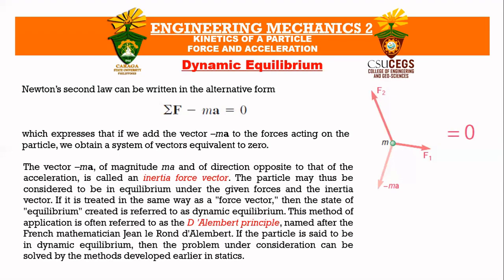And the vector negative ma, of magnitude ma and of direction opposite to that of the acceleration, is called an inertia force vector. So the particle may thus be considered to be in equilibrium under the given forces and the inertia vector. If it is treated in the same way as a force vector, then the state of equilibrium created is referred to as the dynamic equilibrium.